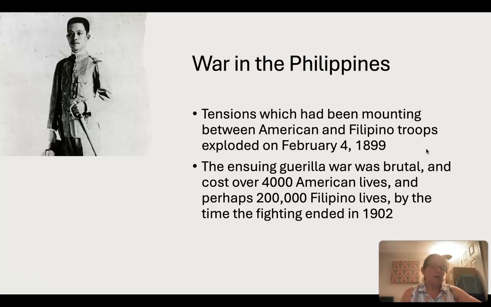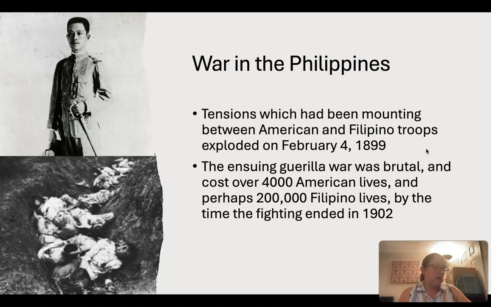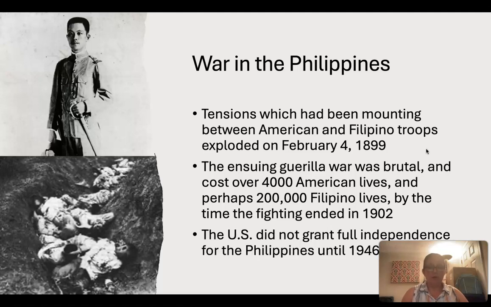Over 4,000 Americans died in the war. Perhaps 200,000 Filipinos died either through war or through the famine and disease caused by the war. There were atrocities committed on both sides. Gradually, the American military effort in the Philippines became more and more brutal. A lot of captured forces were executed. On some islands, entire villages were evacuated and destroyed. American forces ended up using torture on rebels who were captured. And the United States doesn't end up granting full independence to the Philippines until 1946.